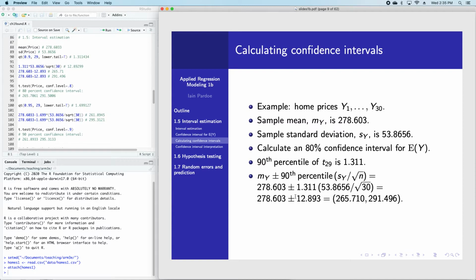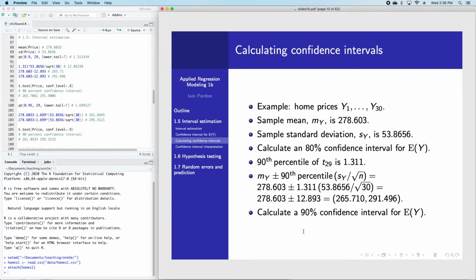Then I put all those numbers together into the formula, and here are the calculations on the left in R. The uncertainty is the t percentile times the standard deviation over root n. That comes to 12.893. If I take the sample mean 278.603 plus or minus that uncertainty 12.893, we get 265.710 up to 291.496.